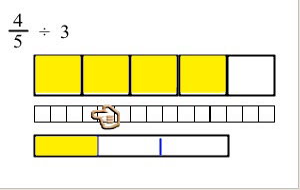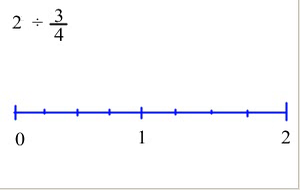So if I take the 4/5, this section here, and divide it into 3 parts, each part is 4/15, because I've found a number that I can divide both the fifths and the thirds into to get the resulting number of sections, which is 15. So 4/5 divided by 3 is going to be 4/15. Another way to represent it is with the number line.